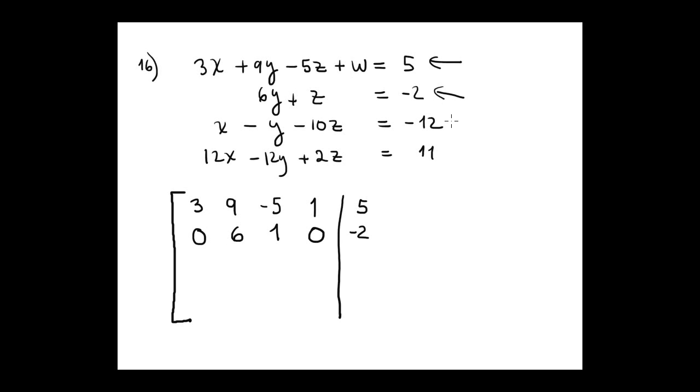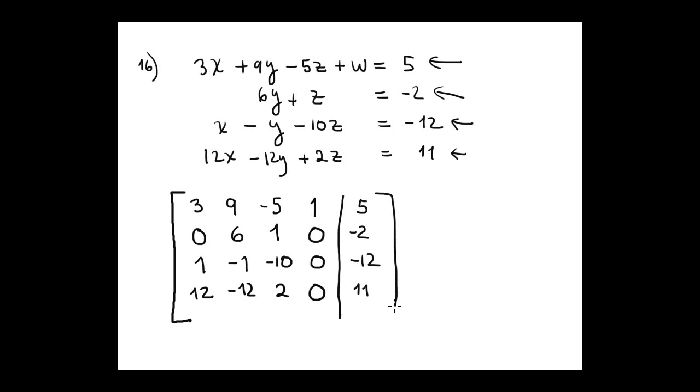The third equation, we have coefficient 1 in x, -1 in y, -10 in z, and none in w. In the last equation, we have 12 in x, -12 in y, 2 in z, and none again in w, and 11 on the right hand side. And this is the associated matrix. In this case, the dimension is 4, because we have 4 equations, 1, 2, 3, and 4 equations, by 1, 2, 3, 4, 5 columns. And that's it.